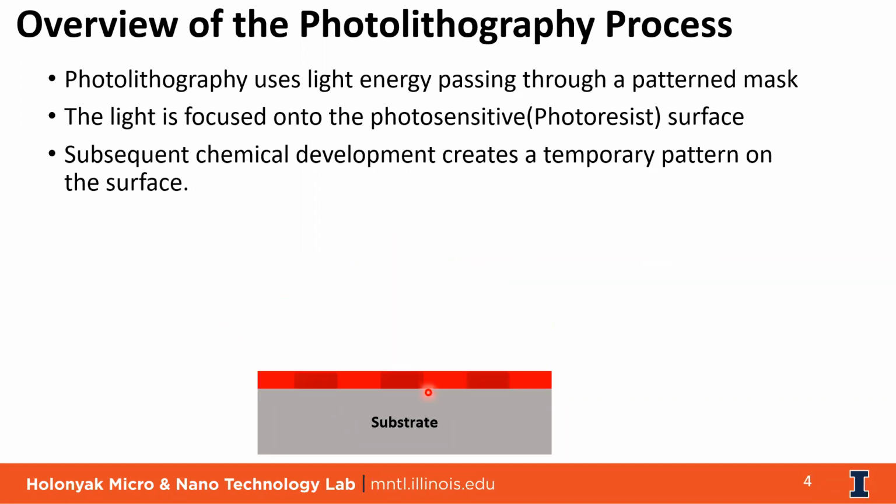Once you expose, the exposed region will get cross-linked, changing the property of the photoresist in that region. The next process is something called development. You immerse it in the chemical, which will dissolve the photoresist from the exposed region. At the end, you will get the exact pattern transferred to your wafer from the photomask.